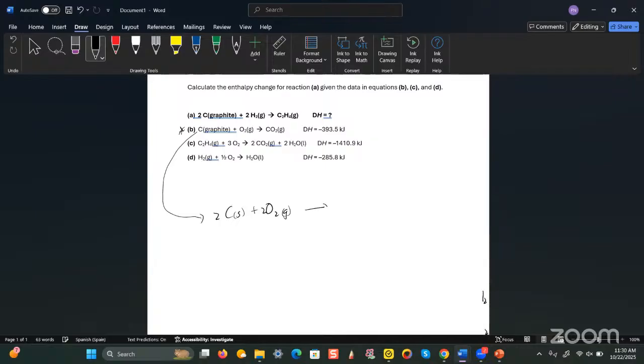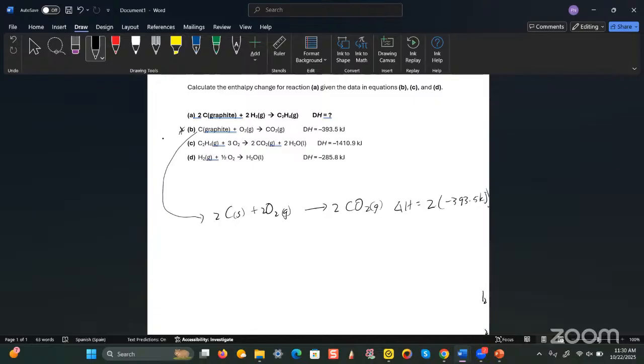So on the right side of the equation, you're going to have 2 CO2 gas, and the corresponding delta H value will be equal to 2 times minus 393.5 kilojoules, all right? Because you multiply everything by 2, all right? So that's the changes that we'll make for equation labeled B.